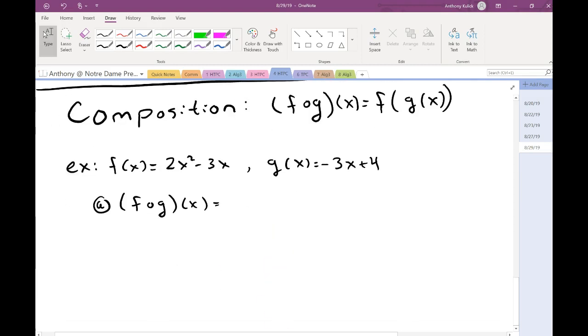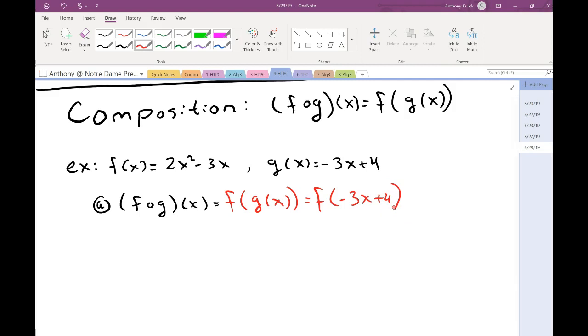So let's start by doing f compose g of x. The first thing I'm going to do is rewrite this composition using the definition of composition that I gave before. So I'm going to rewrite that as f of g of x. And now I'm going to make a substitution. I'm going to substitute in place of g of x the numeric quantity that it's equal to, which is negative 3x plus 4.